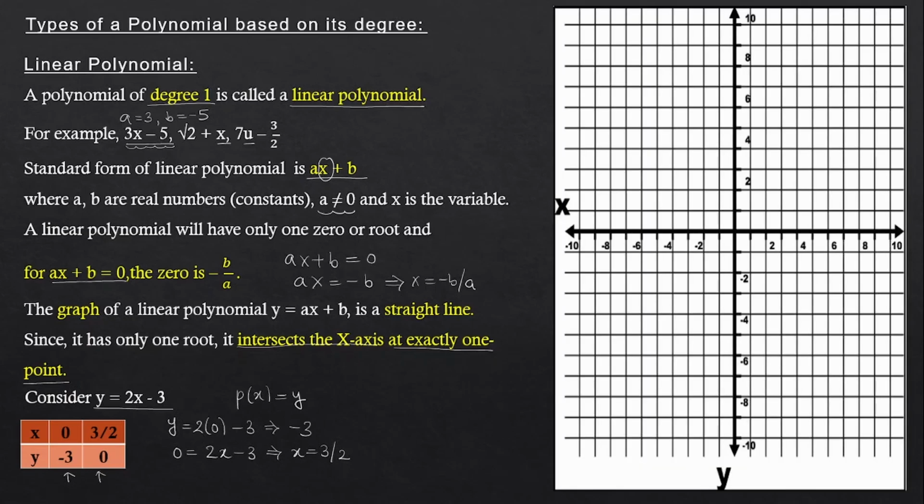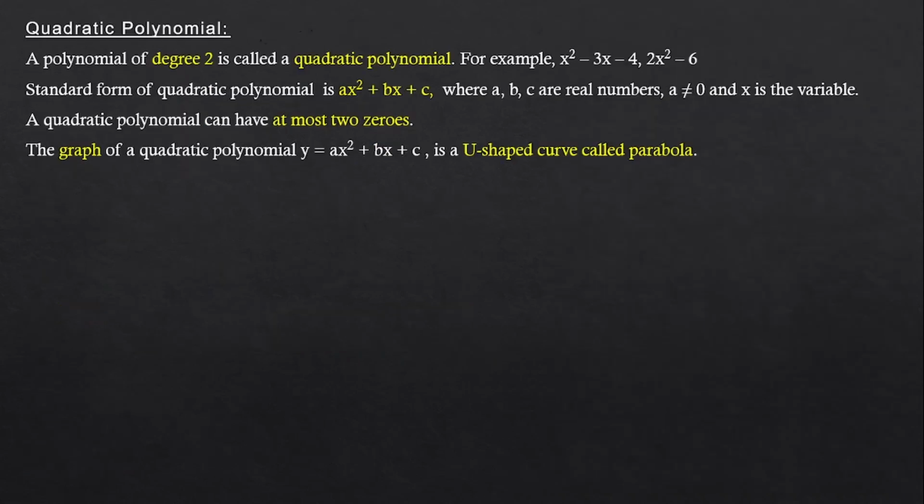Now let us see how we will put it on the graph. This is the Cartesian plane. On this, we first plot the points: this point is (0, minus 3) and this is (3 by 2, 0). Now, if we join them together, we get a straight line for the polynomial y equals 2x minus 3. Since it represents a linear polynomial, we can see it intersects the x-axis at exactly one point. I hope all this about linear polynomials is understood, and now we can move further. Now we move on to the next polynomial, which is a quadratic polynomial.